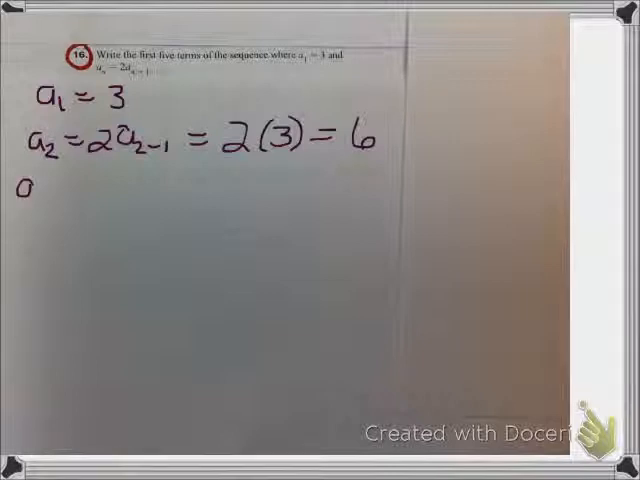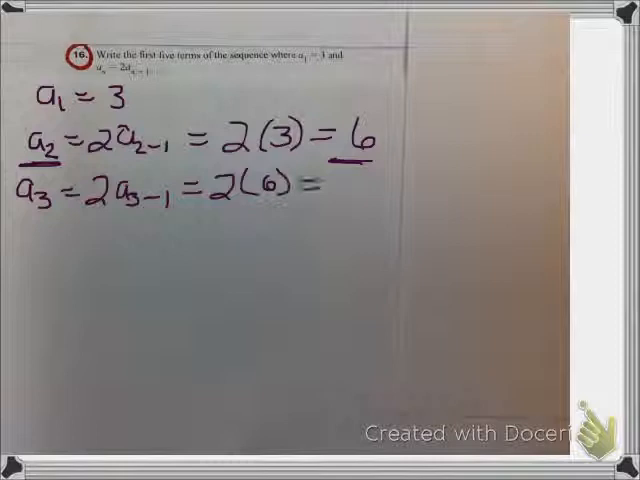Then we're going to find A sub 3, which is 2 times A sub 3 minus 1. And 3 minus 1 is? 2. So now who's my A sub 2? The 6. So 2 times 6, which is 12. Now remember, recursive is the only one where you go back and use the previous number. So who's my A sub 3? 12. So now I'm looking for A sub 4.